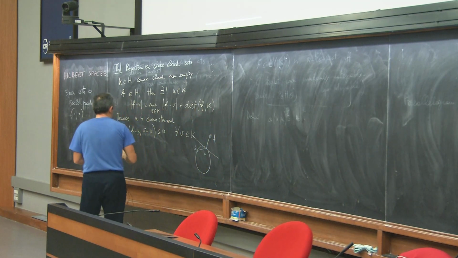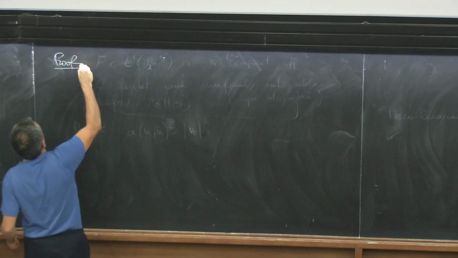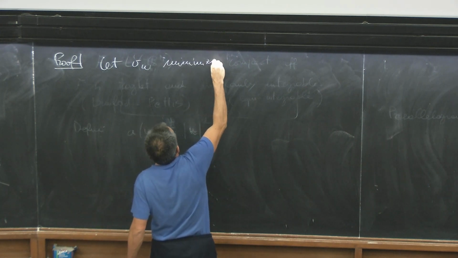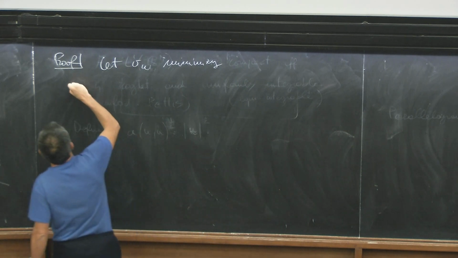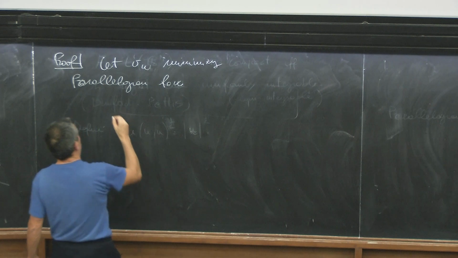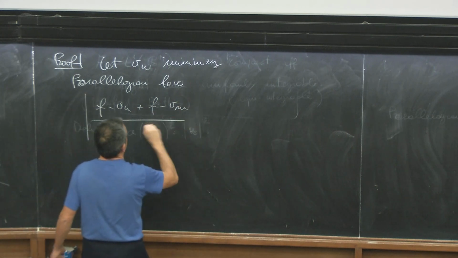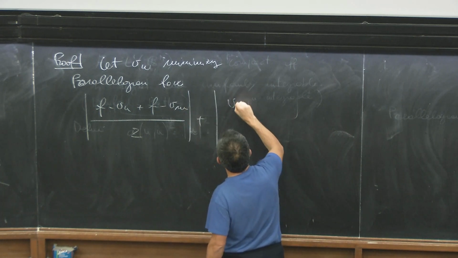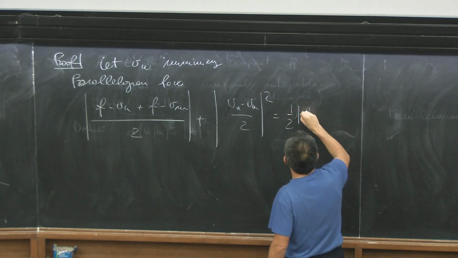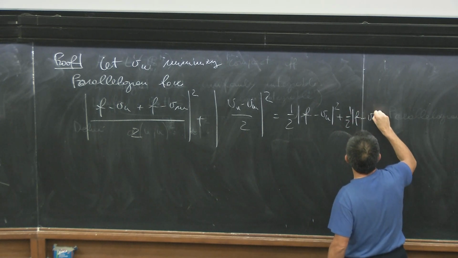So we denote this U as the projection of F. Proof. Let Vn be a minimizing sequence. Now we compute the parallelogram rule: the norm of F minus Vn plus F minus Vm, two different values divided by 2, squared, plus the norm of the difference of the two, Vn minus Vm over 2, squared, equal to 1/2 norm F minus Vn squared plus 1/2 norm F minus Vm squared.